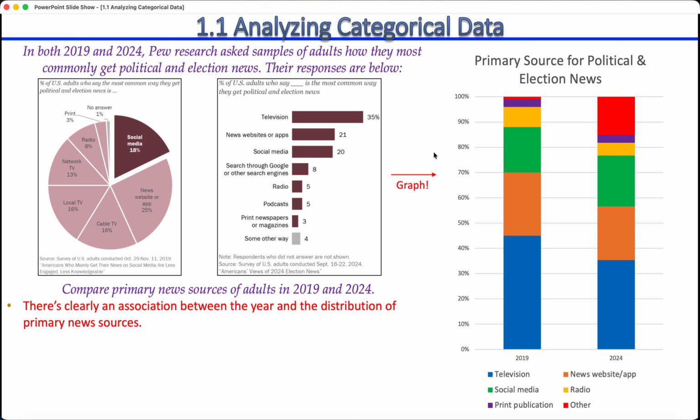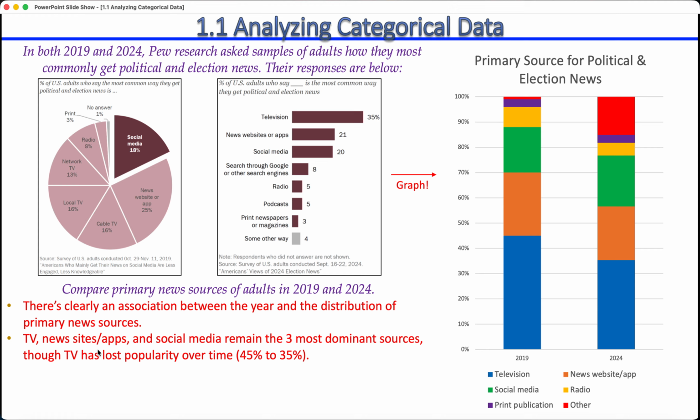First of all, there's definitely an association, right? We can see that if we know what year the poll was taken, we have a lot more information regarding what someone's preferred political and election news source might actually be. We know it's much less likely to be television in 2024. And it's much more likely to be something else? We can comment on that in a second.